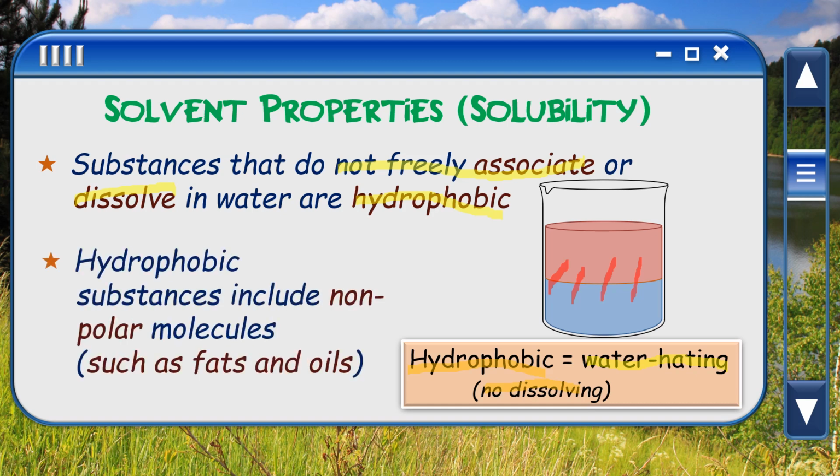Hydrophobic substances include the nonpolar molecules, for example, fats and oils. If you pour oil or fats on water, they cannot dissolve in water because they are water-hating. They are hydrophobic. So that's why substances that do not dissolve in water are referred to as hydrophobic substances.